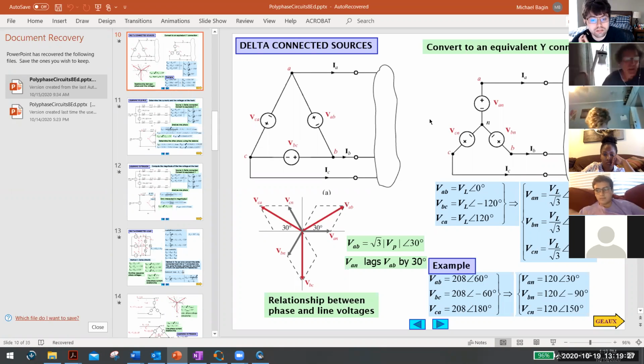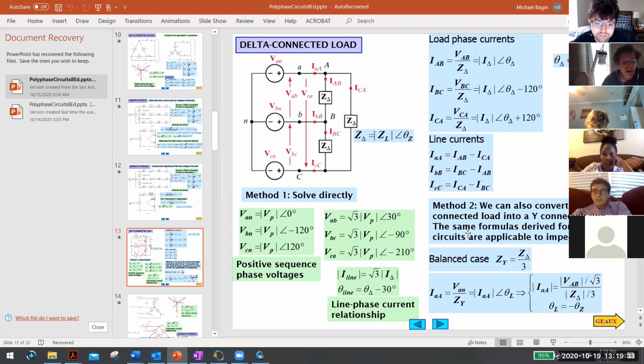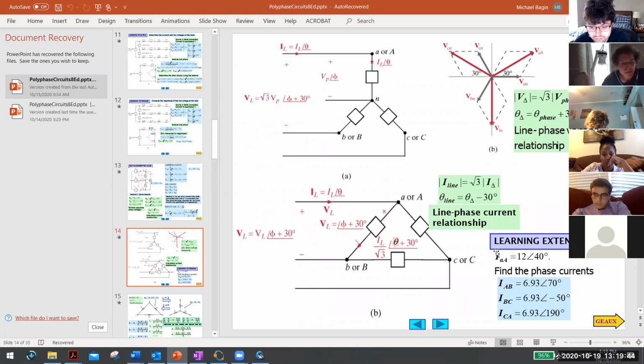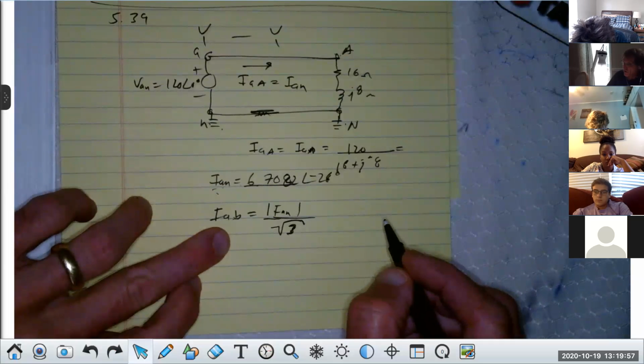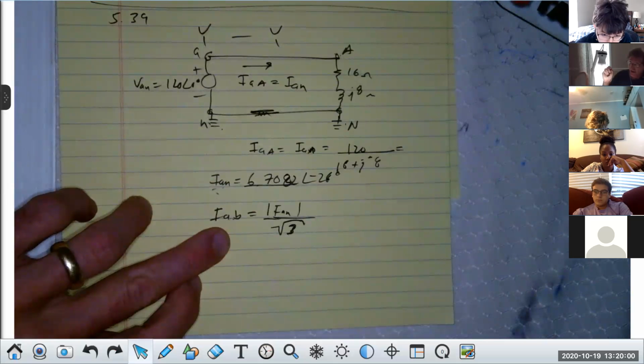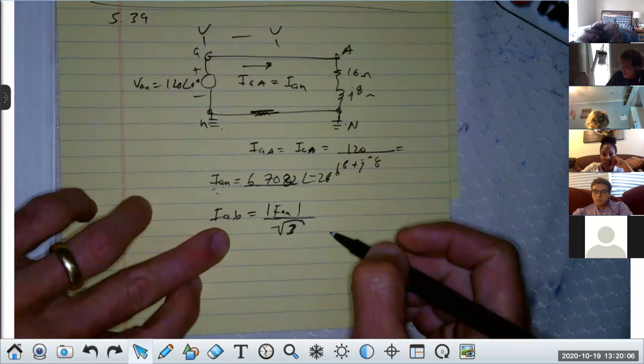I'm sorry. I'm just checking out one thing. He had this here, but he's leaving it in terms of Z delta. All right, let me go through this. The I small a small b, this is the actual current that would be going down the line from A to B, and I'll get to this more, is going to have a square root of 3 reduction.